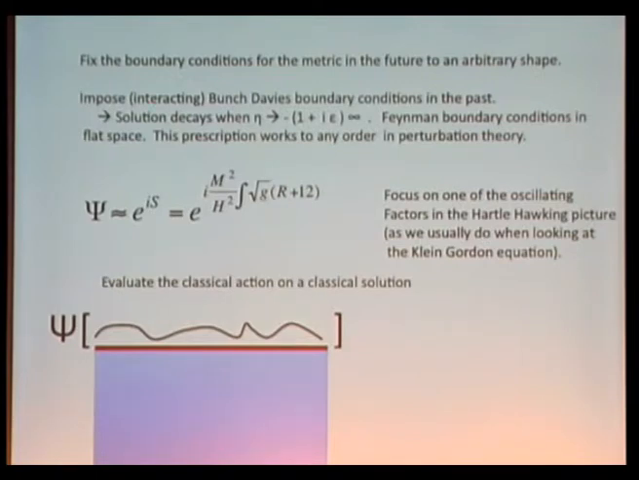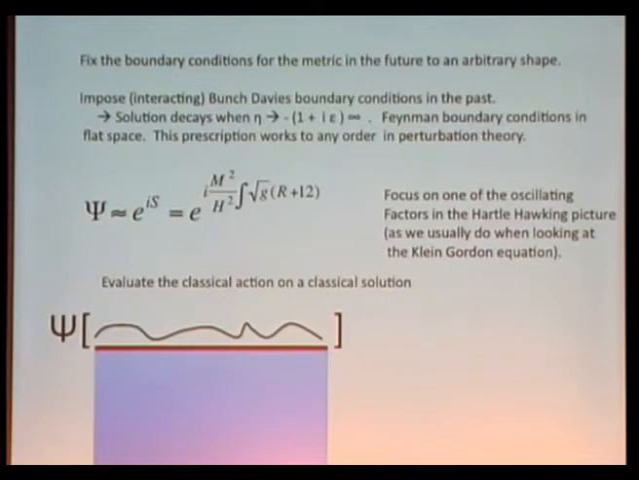Of course, it's a tensor, not just a scalar function, but we fix that shape. And we impose interacting Bunch-Davies boundary conditions in the past, which says that the solutions in the past contain only positive frequencies. And that can be enforced by simply saying that as you go to very negative conformal times and you rotate the contour slightly into the imaginary direction, then the solution should decay. This is, of course, the same as the usual Feynman boundary condition in flat space. And this prescription works to any order in perturbation theory. So even if we were computing loops, which will not be done in this talk, this prescription works and allows us to choose the so-called interacting Bunch-Davies vacuum.